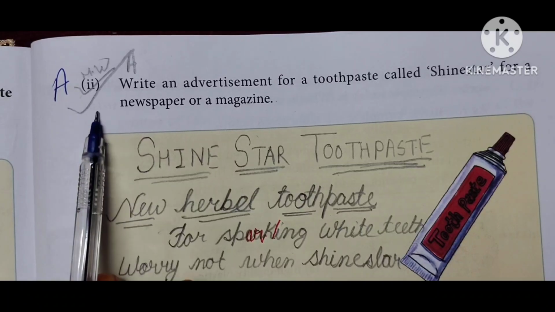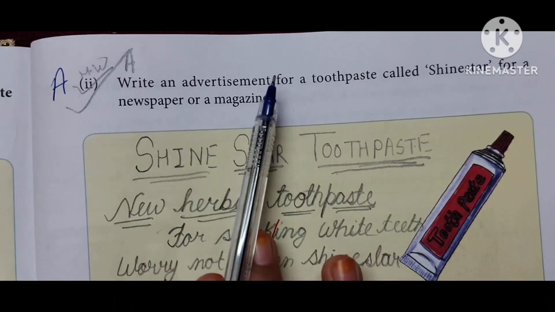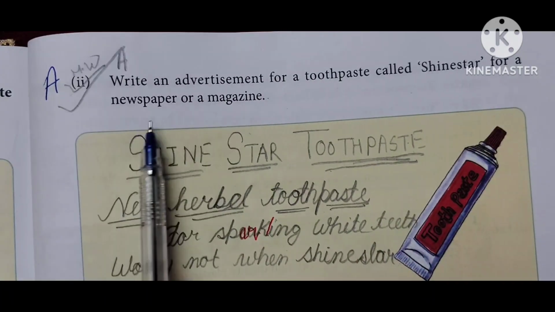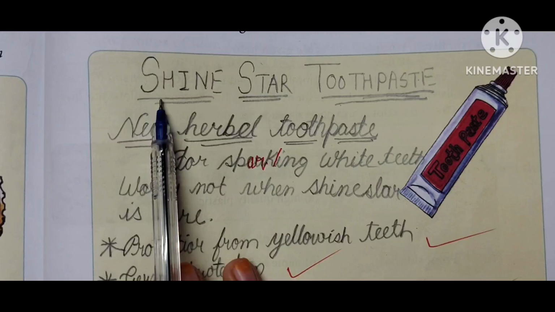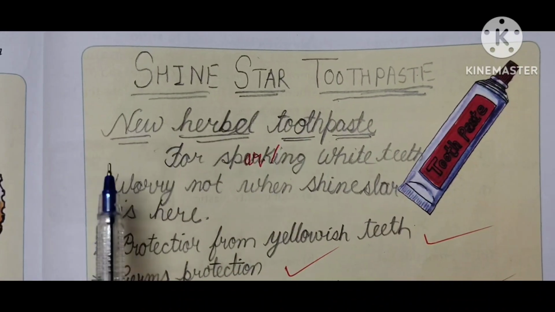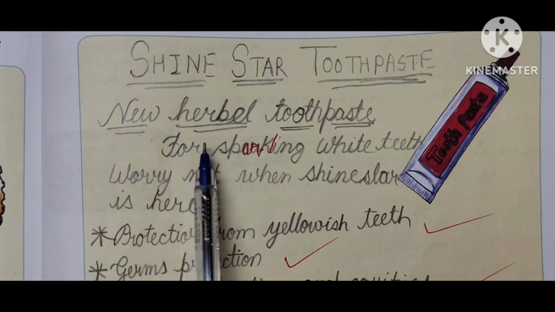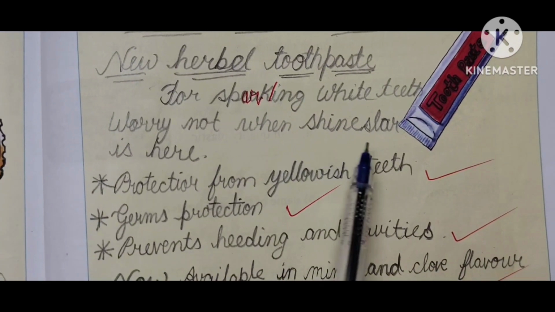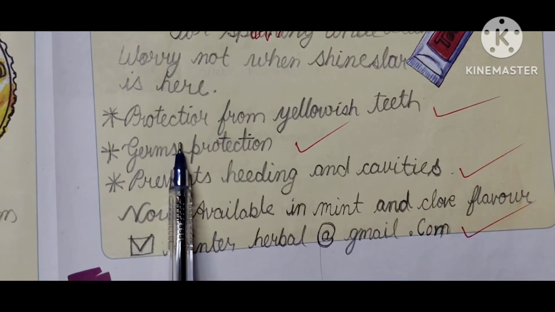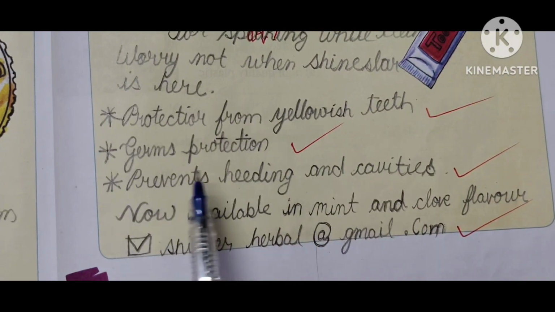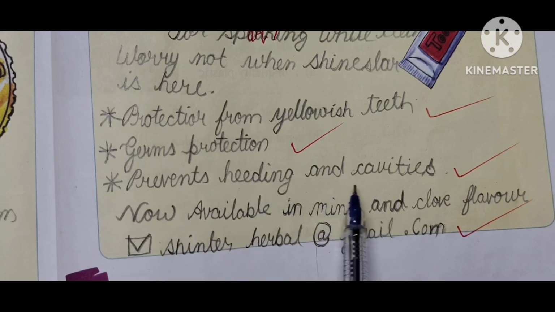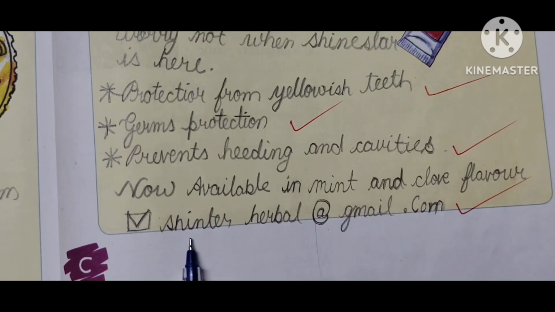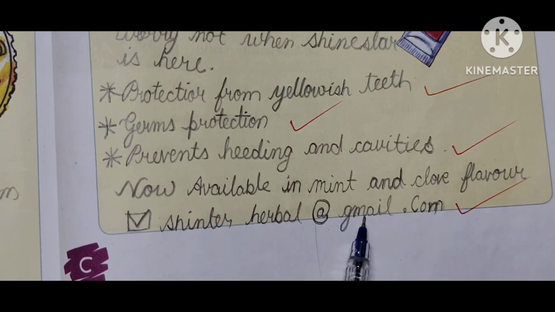On page number 99, second, write an advertisement for a toothpaste called Shine Star for a newspaper or a magazine. Shine Star toothpaste, new herbal toothpaste. For sparkling white teeth, worry not when Shine Star is here. Protection from yellowish teeth, germs protection, prevents headache and cavities. Now available in mint and clove flavor. shinestarherbal@gmail.com.